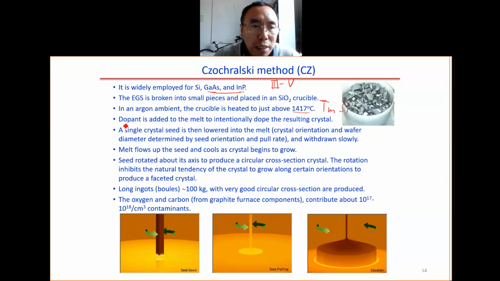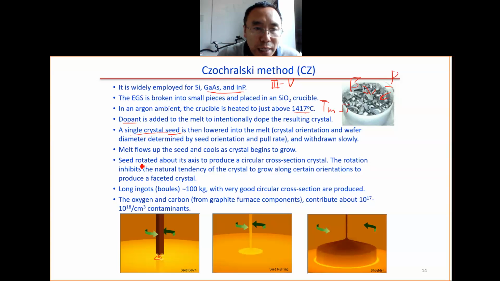We can also add some dopant into the melt, for example some boron or some phosphorus, so when we grow the silicon, it will be doped. Then we have the single crystal seed, which is dipped into the melt. Then you pull it out slowly, and the silicon follows the pull, becomes solidified, and single crystal silicon.